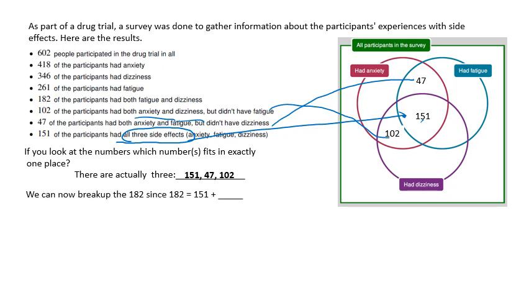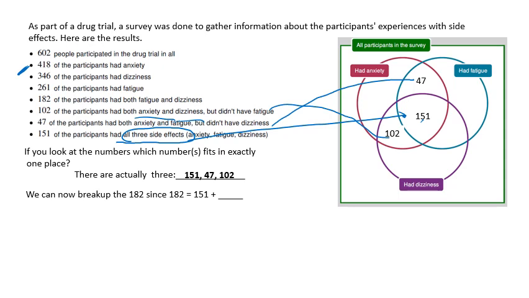We can start breaking up some of the other numbers. If you notice, I can't break up the 602 because that's the universe and there's a whole bunch of empty regions. I can't work with the, well, I actually can work with the anxiety one. Actually, the anxiety one could be used right now. If you look at this, anxiety has only one place open.